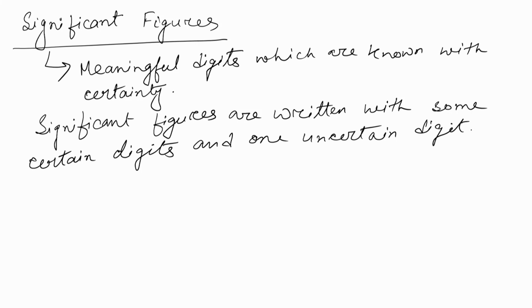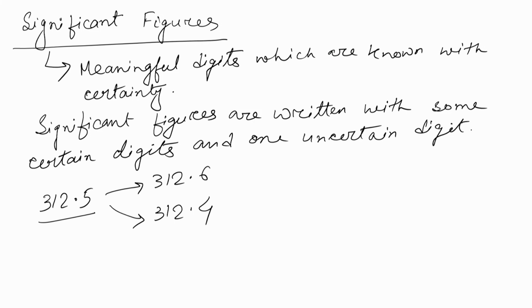let's say we have this number 312.5. Okay. So, this can be 312.6 as well as 312.4. So, in this case, 312, these 3 digits are certain. This 1 digit is uncertain. So, in case of any experimental value, we have said that there lies some amount of uncertainty.